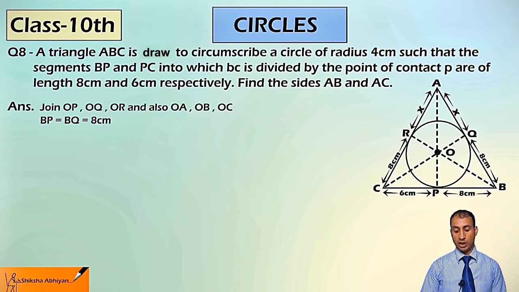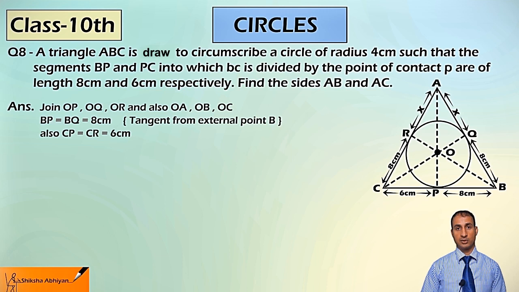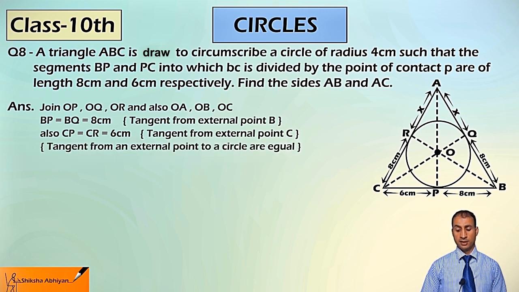Now BP is equal to BQ equal to 8 सेंटीमीटर. यह हमें दिया हुआ है, BP is equal to BQ क्योंकि एक्सटर्नल पॉइंट B से दोनों टेंजेंट हैं और BP 8 सेंटीमीटर है तो BQ भी 8 सेंटीमीटर. Also CP is equal to CR, पॉइंट C से both tangents और CP 6 सेंटीमीटर है तो CR भी 6 सेंटीमीटर है। दोनों की लेंथ इक्वल होगी, because tangents from an external point to a circle are equal.